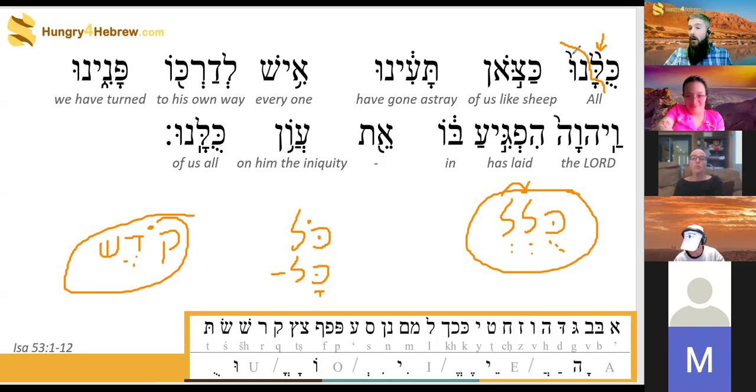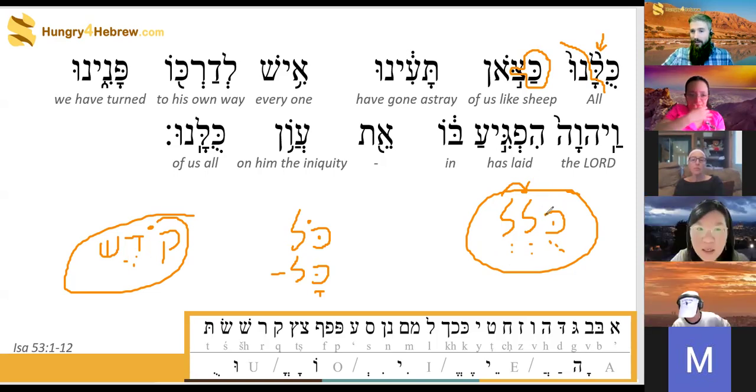Kulanu, all of us, katzon. What is ka? Right, but it's not just ka, it's ka plus ha. So like the sheep or like the lamb. Exactly. All of us, like the sheep, ta'inu. Does this have a pronominal suffix nu on the end? Mm-hmm.